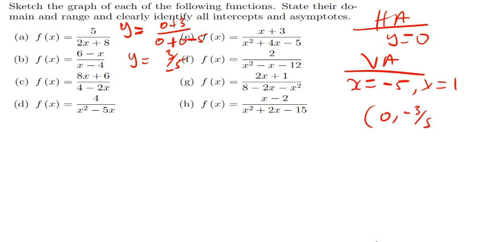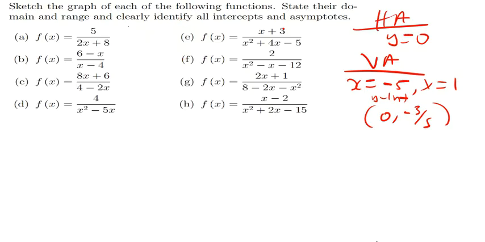Who is behind on how I found this? I have plugged in 0 here. 0 squared is 0. 4 times 0 is 0. Then it's 3 over negative 5. That is the y-intercept. We are good, right?